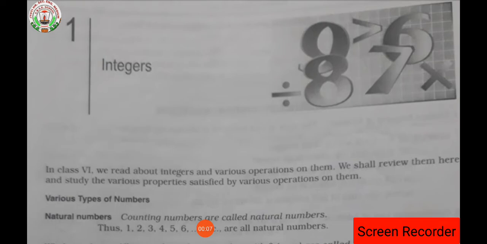So here we are going to start chapter number 1, integers, from class 7th. So dear students, our first chapter for class 7th is integers. Here we are going to see what we mean by integers, as last year also you had already studied about integers.